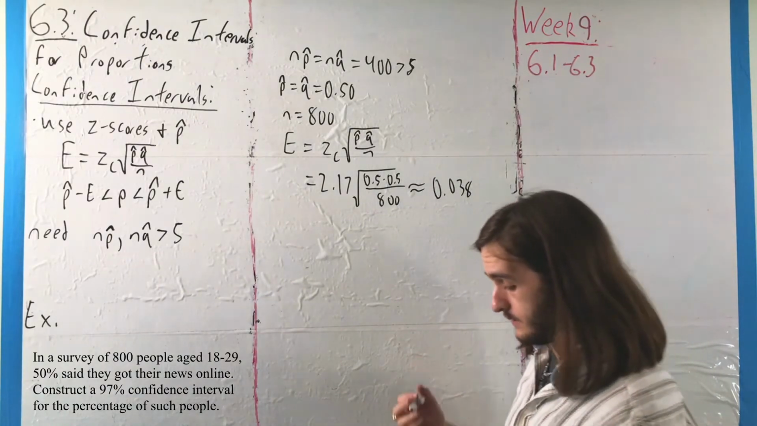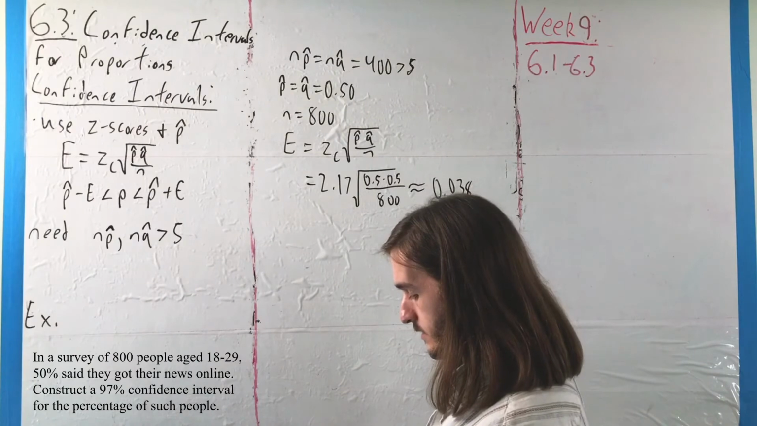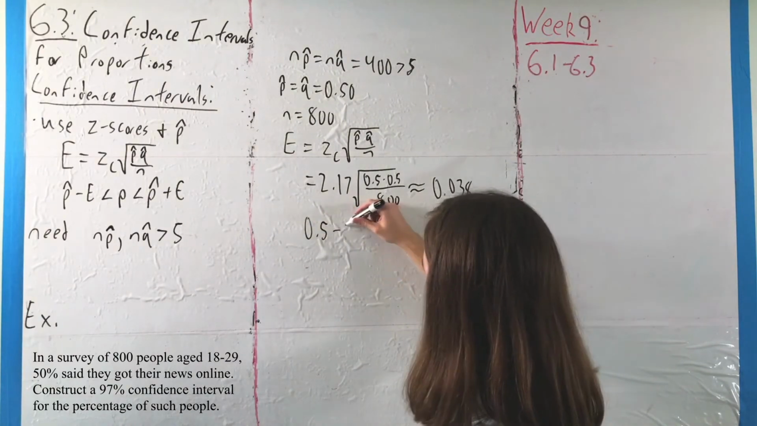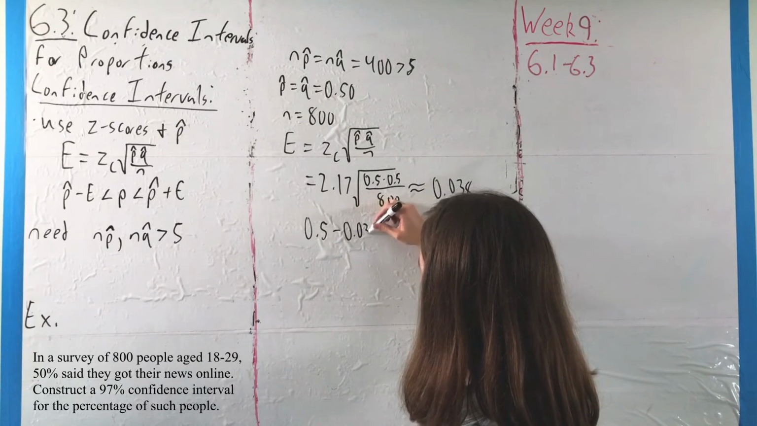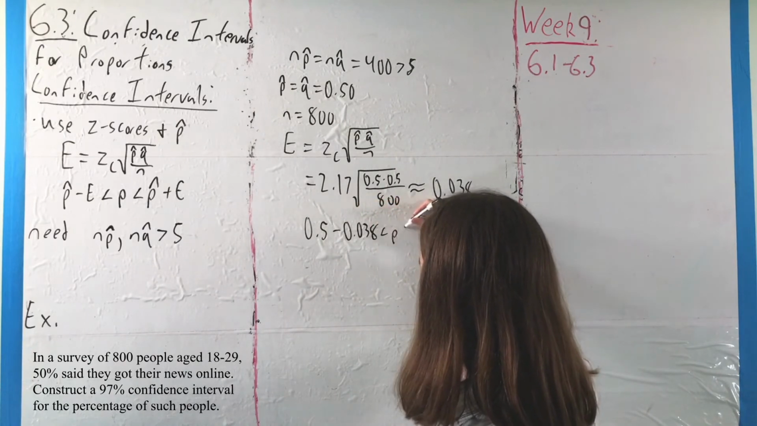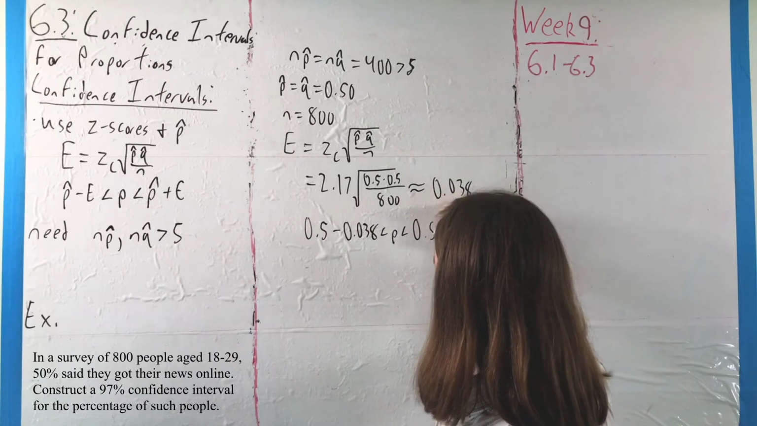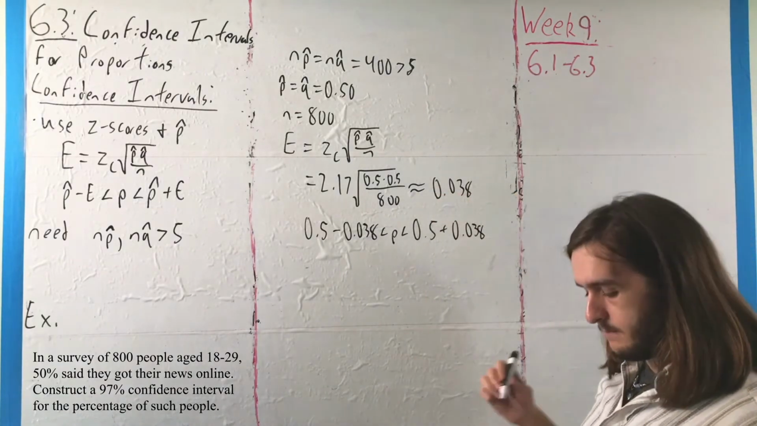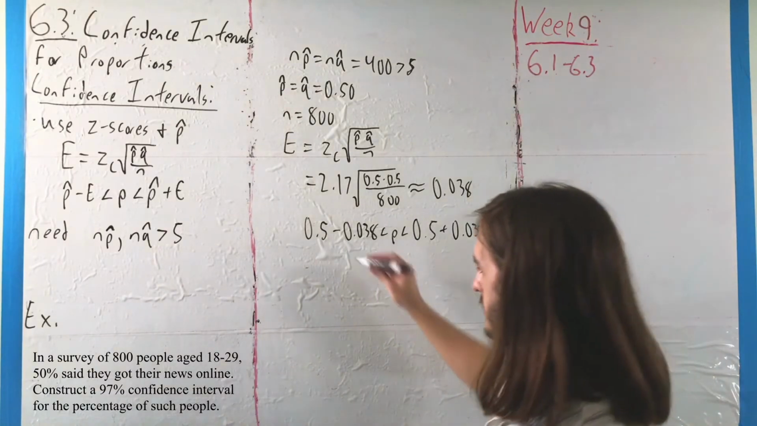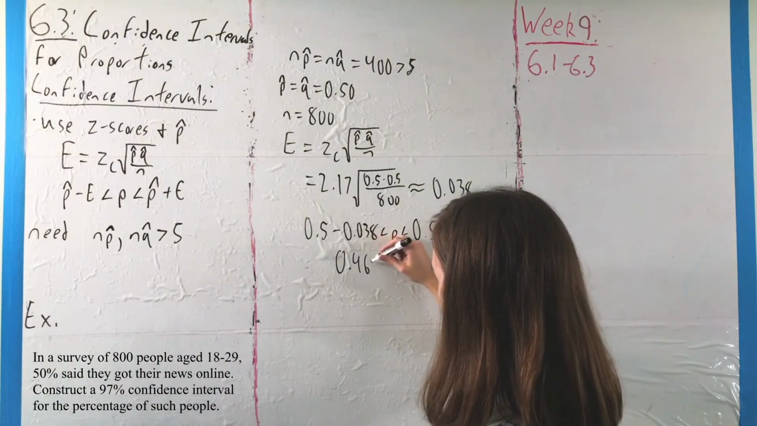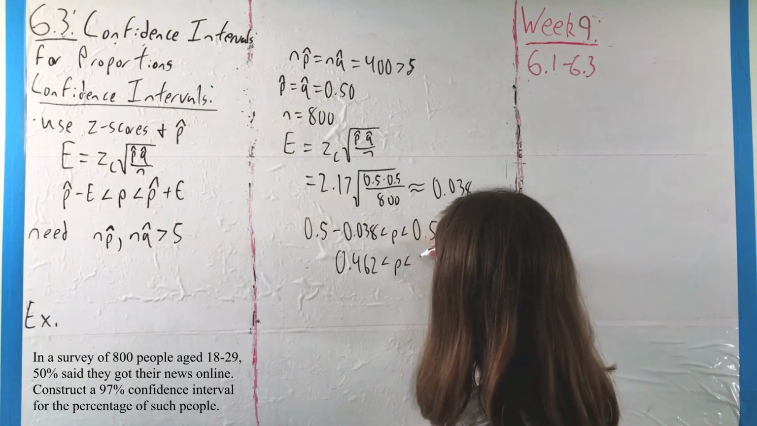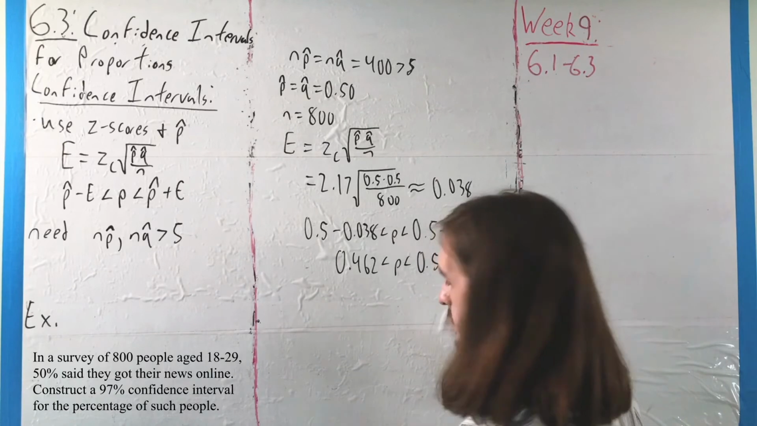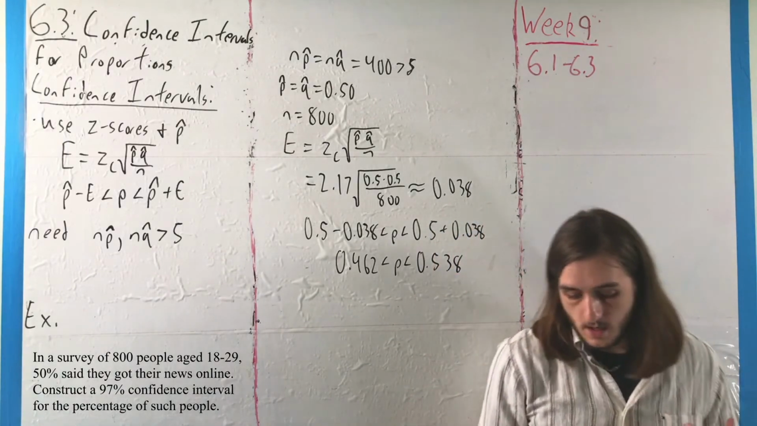So if we want to make our confidence interval, we will take p hat, 0.5, subtract from it 0.038. Know that p hat is in the middle of that, and that same value plus 0.038. Plug those in, pull those out, and we get our interval from 0.462 to 0.538.